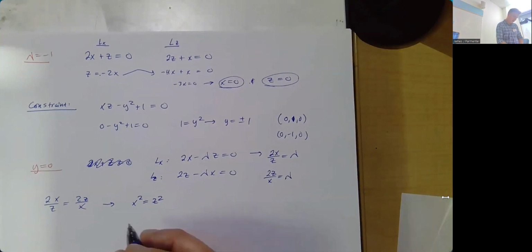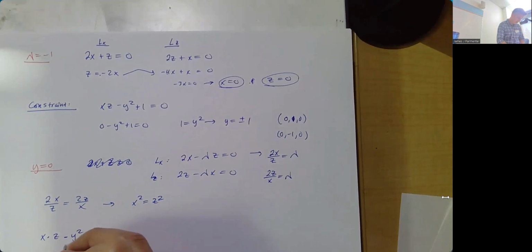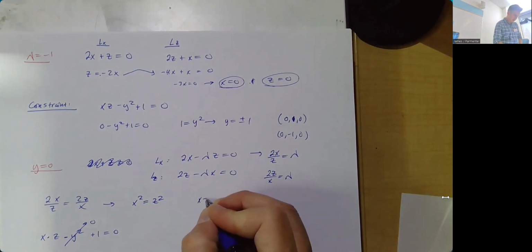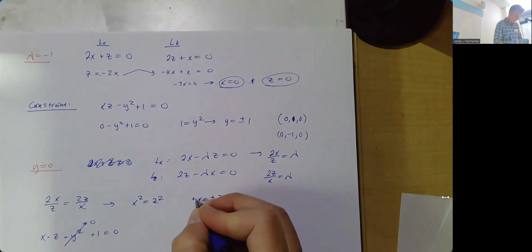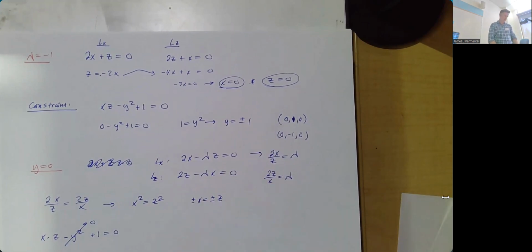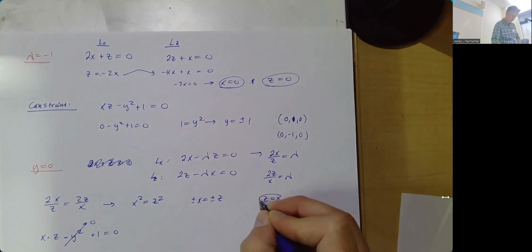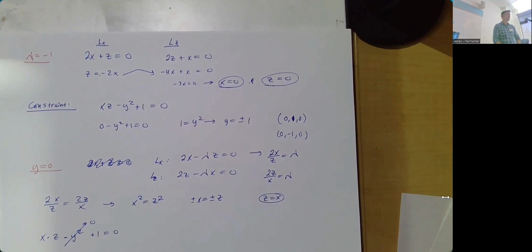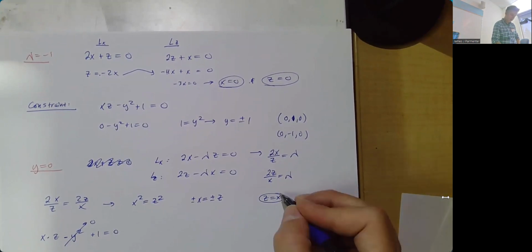So looking back at my constraint, x times z minus y squared, but y squared is 0, plus 1 equals 0. Okay. So it looks like x is equal to plus or minus z. So let's try one of those things. Let's try setting z equal to x. So if I do that, I'm going to get x squared plus 1 equals 0. No solution. So that's not going to give me anything.